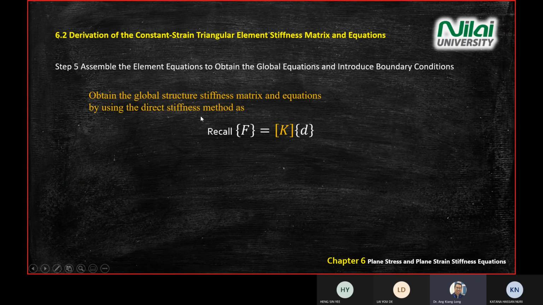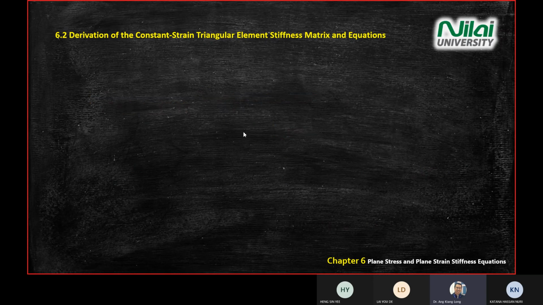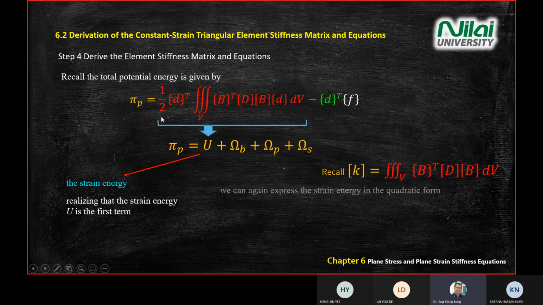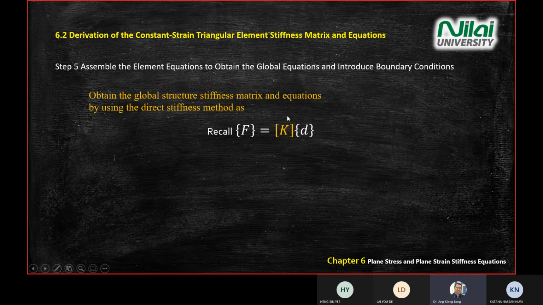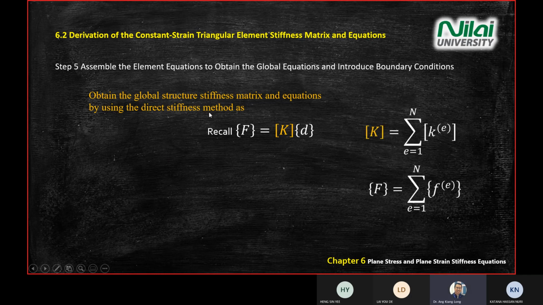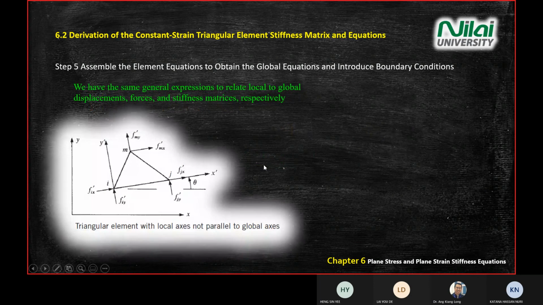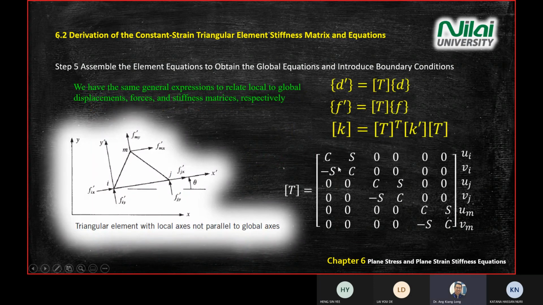Number 5, you just assemble all the K together. You get the capital F, capital K, and D. So from step 1 to step 4, you have all the small f. When you come to step number 5, once you have all the element K, you combine all the element K. The F equals KD equation becomes the capital F, capital K equation. Step 5 to step 6 is what you learned from chapters 3, 4, and 5. So these are all the equations that you use.